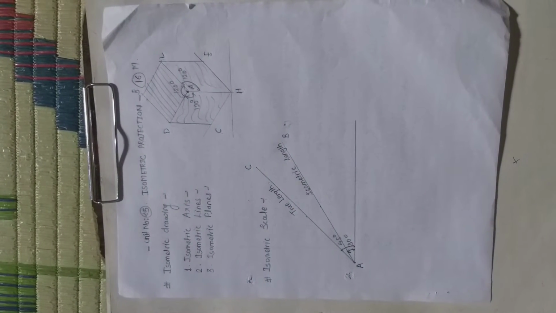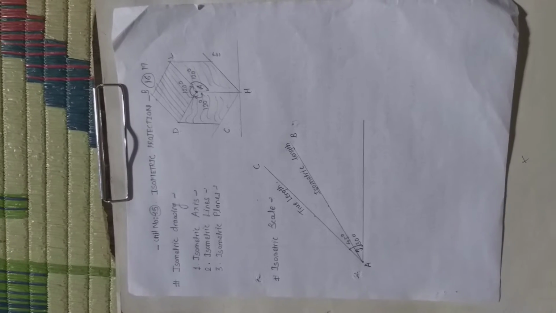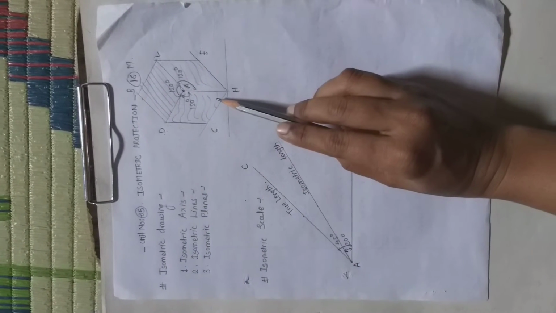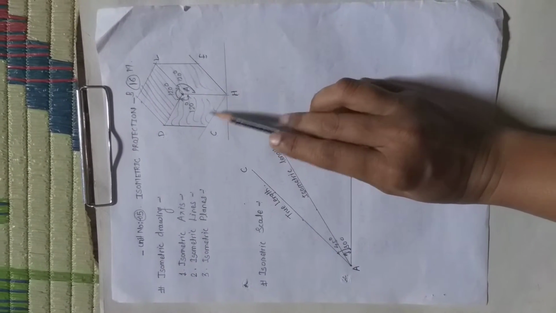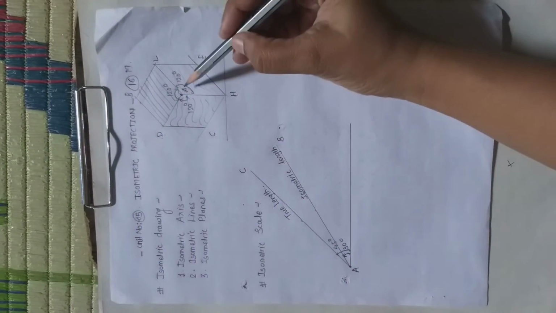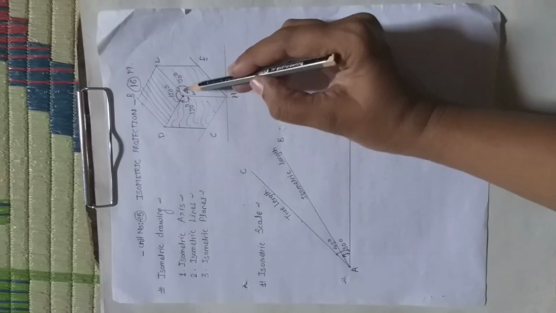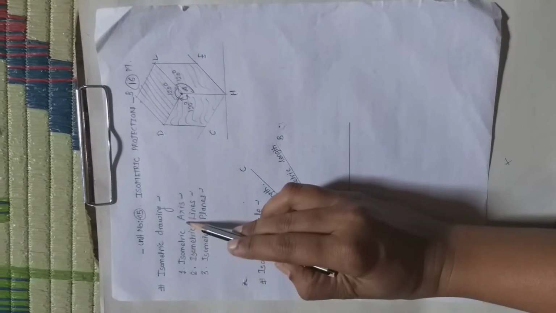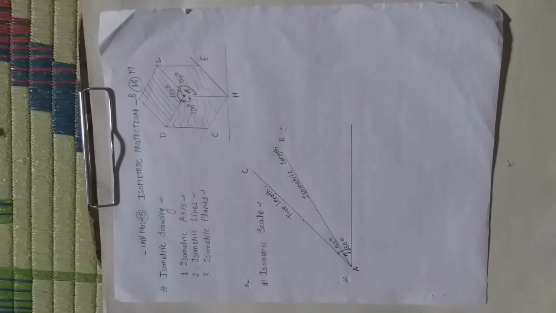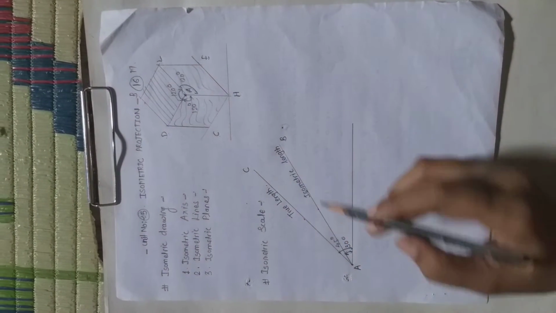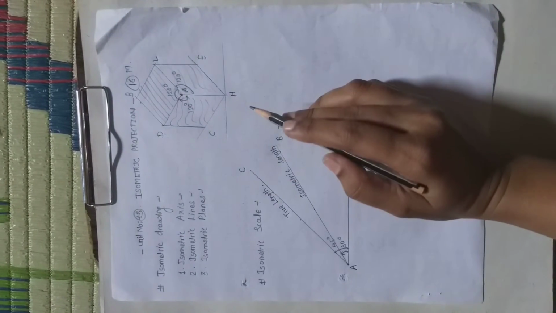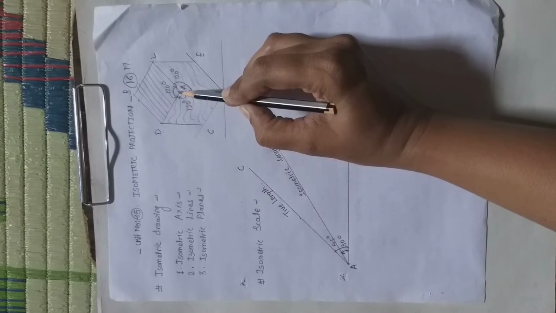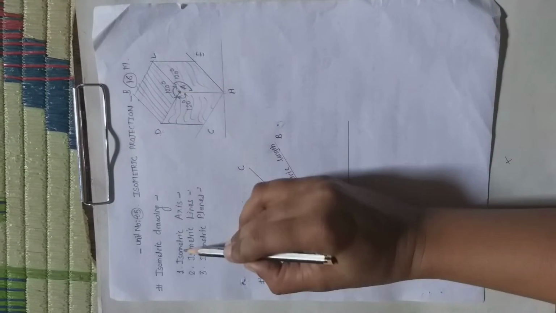Now some terms are related to isometric drawings. The first term is isometric axis. What is meant by isometric axis? For that, there is one diagram. In this, a cube is there, and this is AL, AD and AH, and the angles between these three lines are 120. So isometric axis means the three lines AL, AD and AH, meeting at a point A and making an angle of 120 degrees with each other. This is called isometric axis.